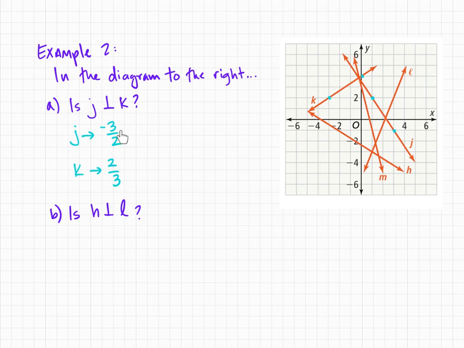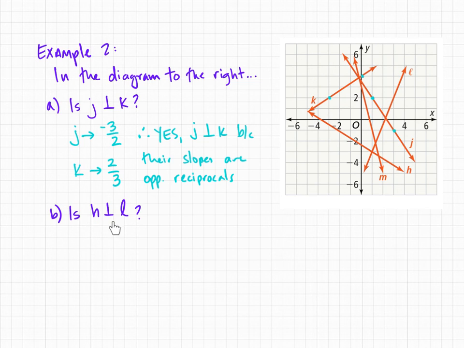Now if I take a look at these slopes, I notice that one's negative and one's positive, and they're reciprocals of one another, 3 over 2 compared to 2 over 3. So therefore, yes, J is perpendicular to K because their slopes are opposite reciprocals. Or if I multiplied those together, they would have a product of -1. That would be another way to look at it.